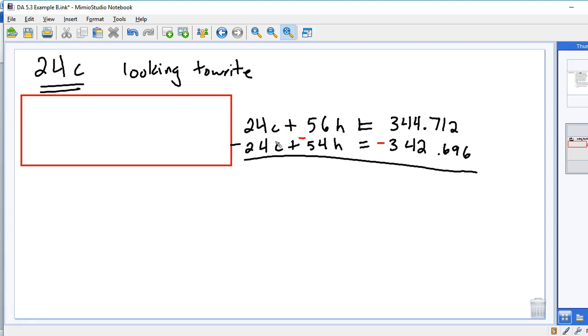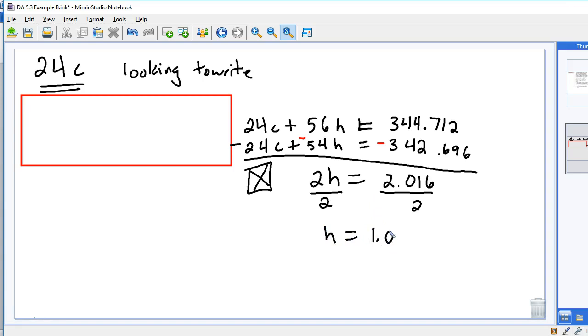So 24c minus 24c, they should eliminate to nothing, right? That's not an x, that's like a nothing. No possible answers here. All right. 56 minus 54 is going to be a positive 2h, and 344 minus 342 is going to give me 2.016. All right. So now all I have to do is divide by 2. Divide by 2. All right, and I end up with h equals 1.008.